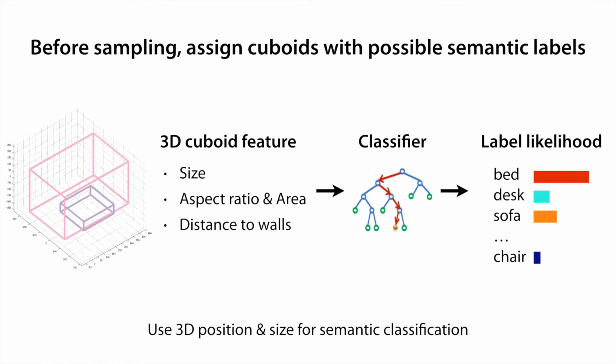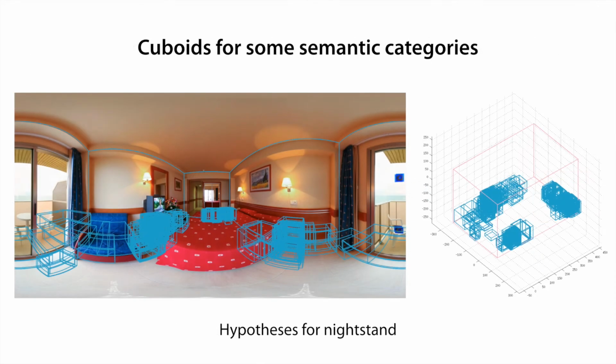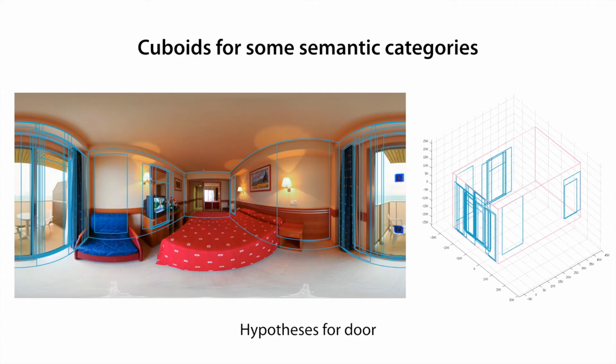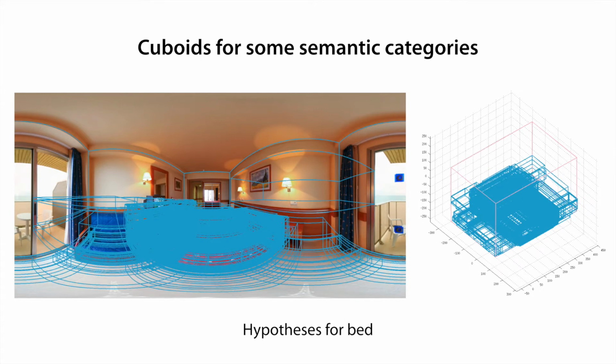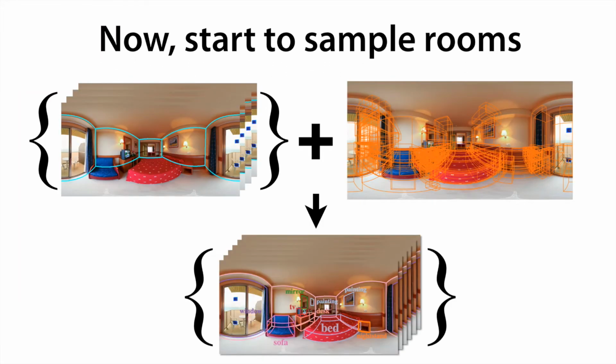The classifier assigns each cuboid a likelihood probability distribution over all semantic classes. Here are some cuboids with high probability as some semantic classes: nightstand, door, painting, TV, bed, and sofa. After assigning cuboids with possible semantic classes, we now introduce how to do the data-driven sampling.